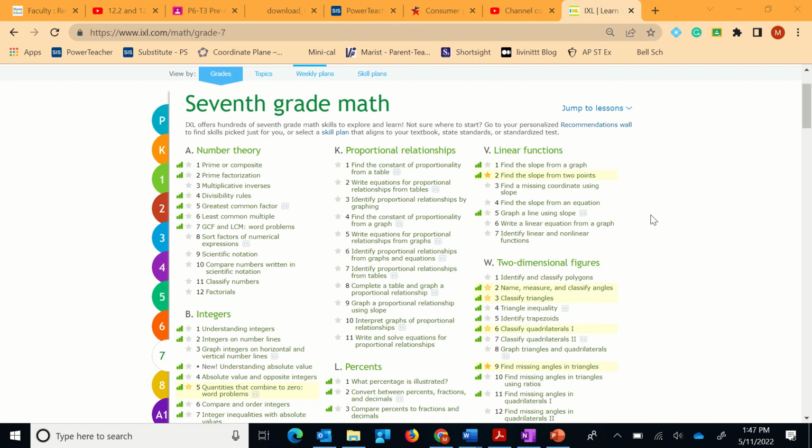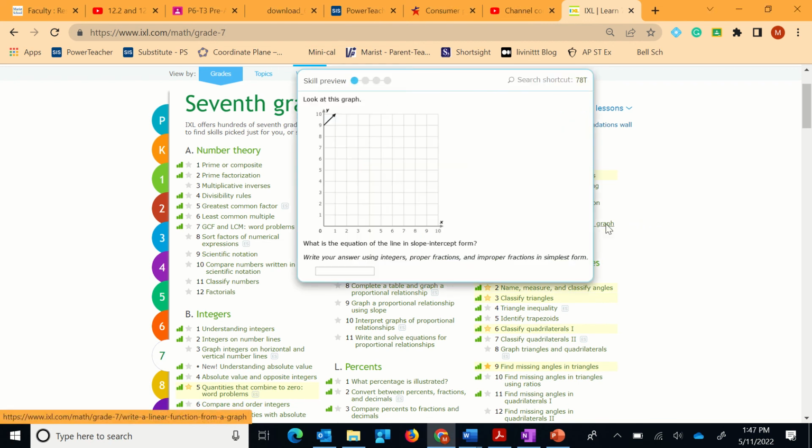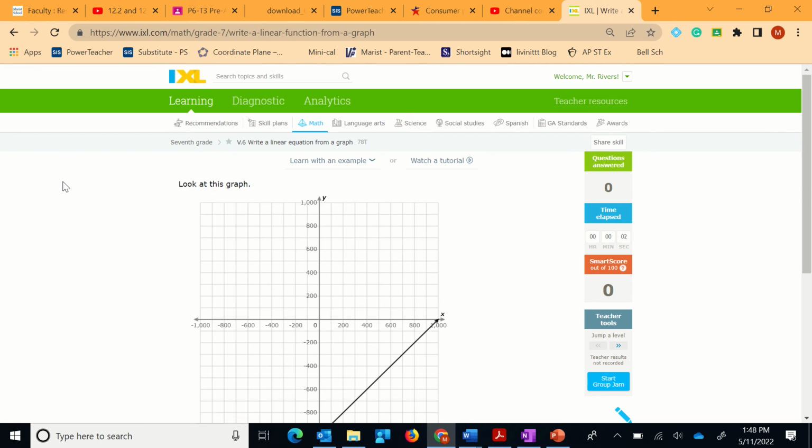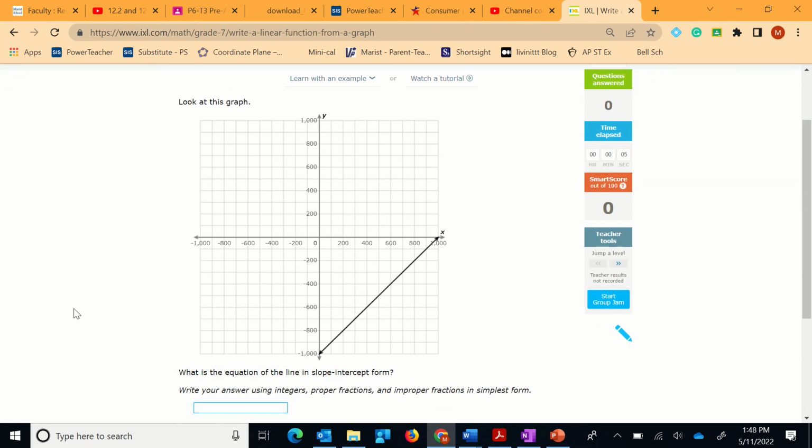We're going to go to V.6. V.6. Please watch this before you attempt it. Look at the graph, it says. So here we have a graph. What's the equation of the line in slope-intercept form?